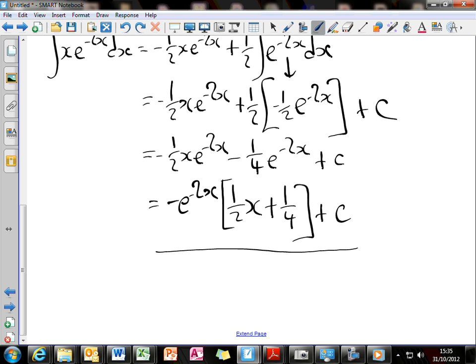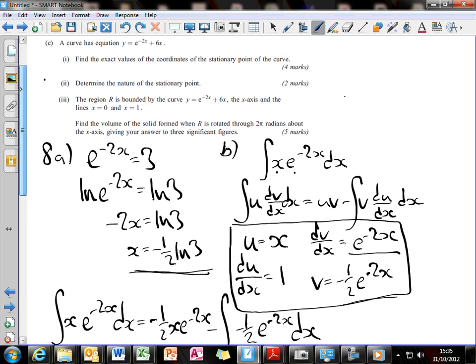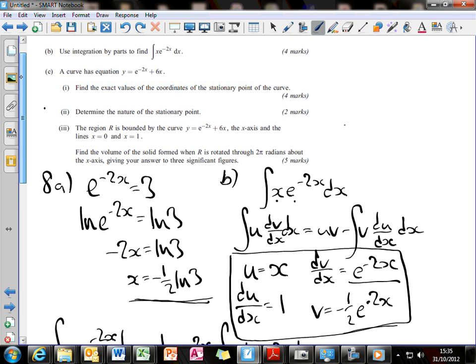Okay, and so that's the integration. So now we're on to the next bit. A curve has this equation here. Find the exact values of the coordinates of the stationary point of the curve. So stationary points, if you remember, it's going to be where the gradient is 0. So what we're going to do with this is we're going to differentiate it, and we're going to then put the differentiation equal to 0 and solve it so that we can find the coordinates of the stationary points.